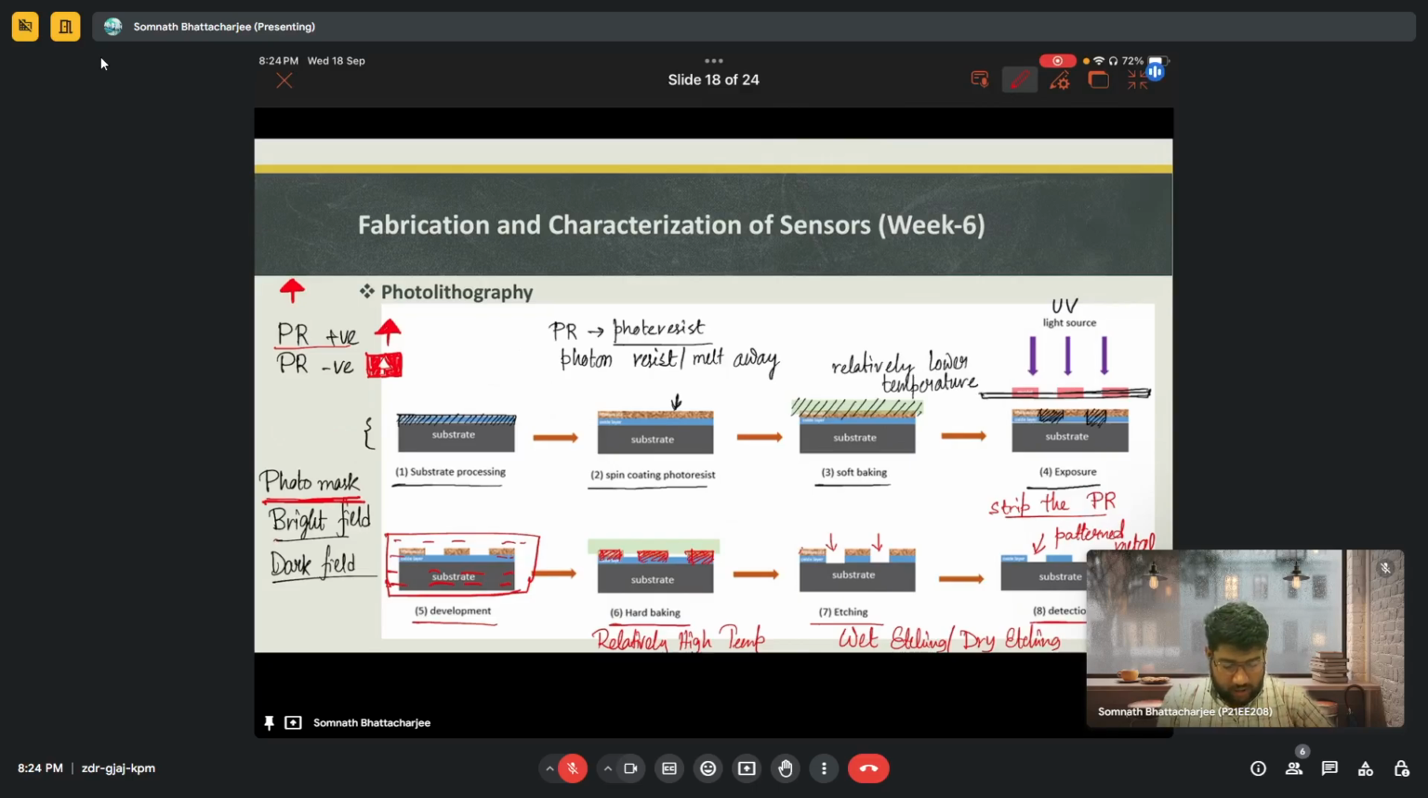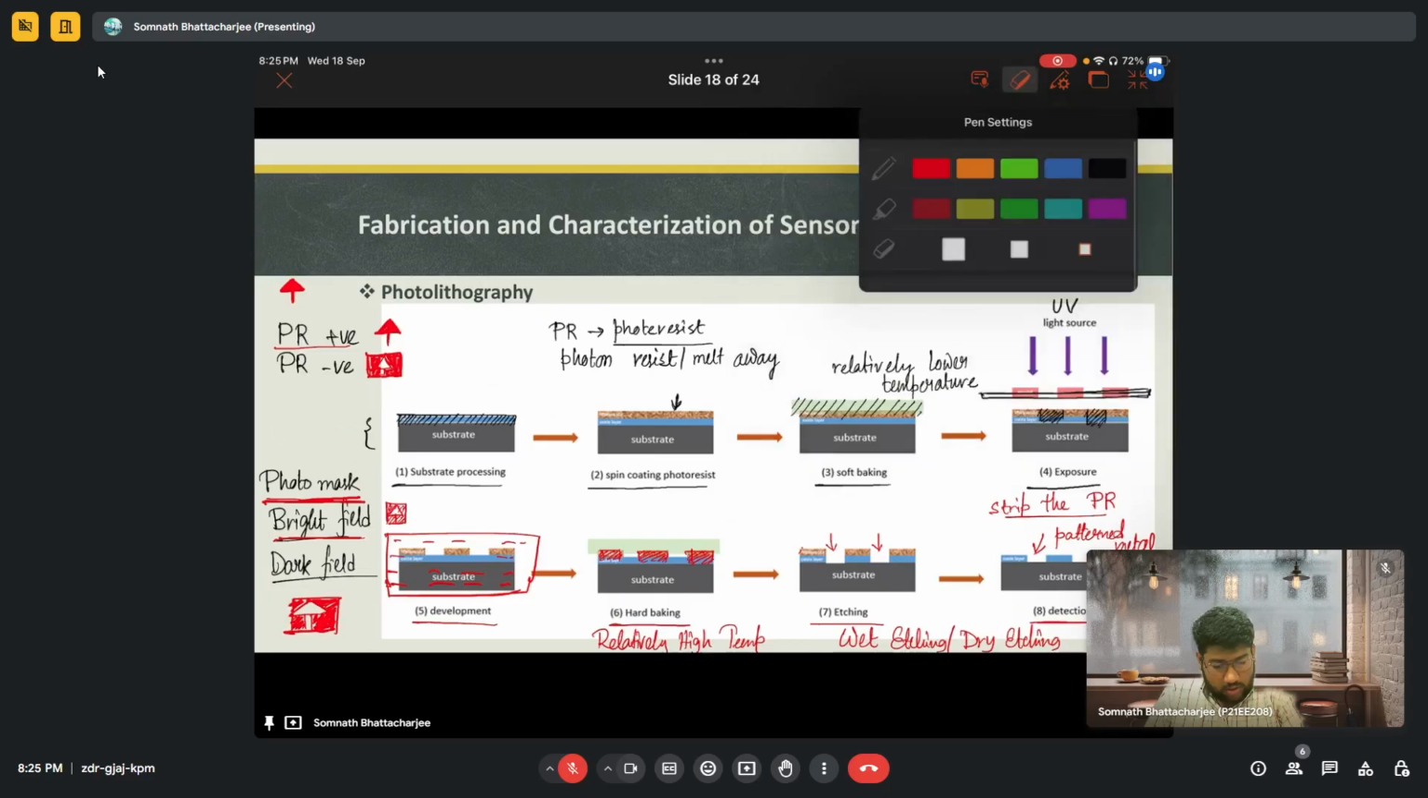In a bright field mask, the field is bright. Okay, so what does that mean? The total mask is made out of transparent material, while the design is made out of opaque material. Okay, similarly in a dark field mask, the total mask is dark, where the design is only transparent.